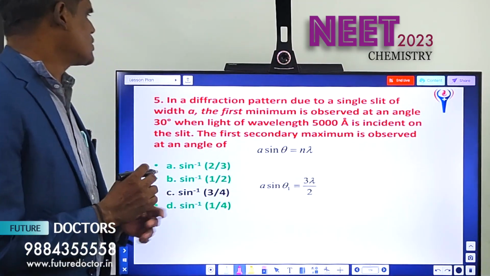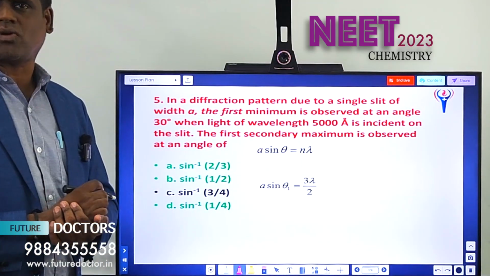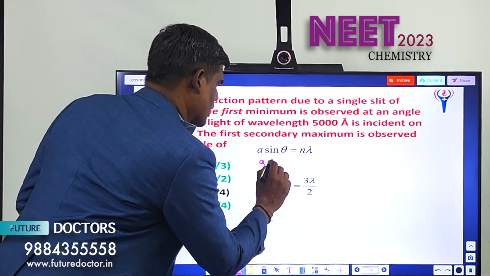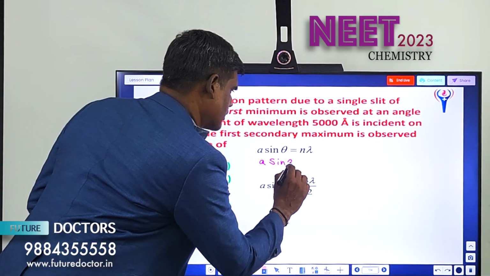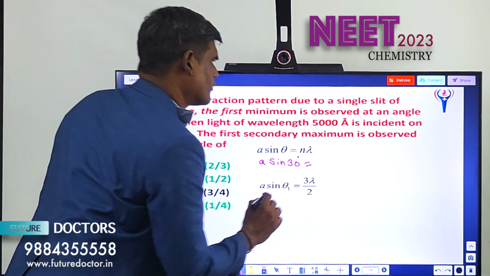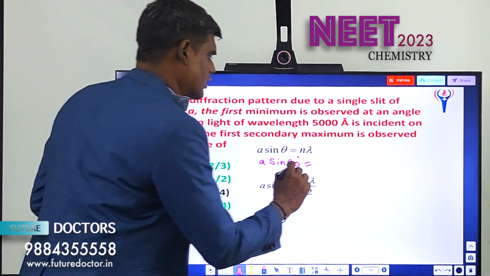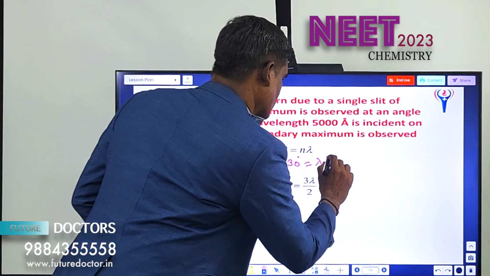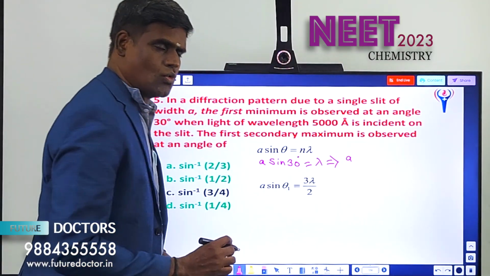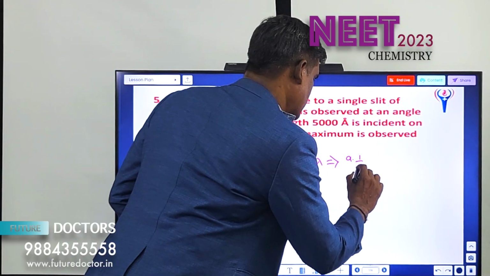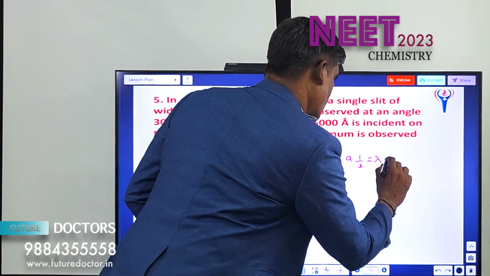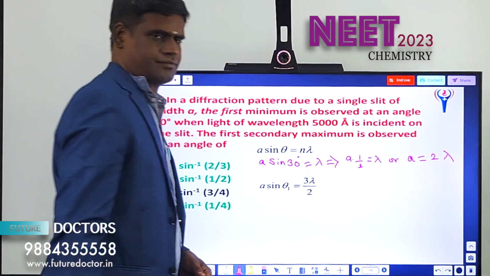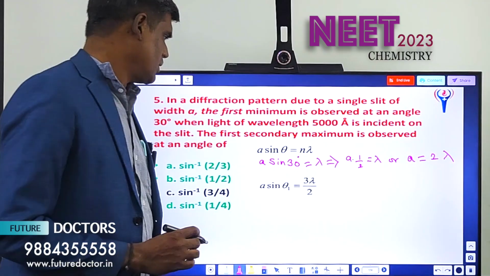For the first minimum, the formula is A sin theta equal to n lambda. And here theta is 30, given. So A sin 30 degree equal to n lambda, for the first minimum n equal to 1, so 1 into lambda. That gives A into sin 30, which is 1 by 2, equal to lambda, or A equal to 2 lambda. Okay, A equal to 2 lambda.